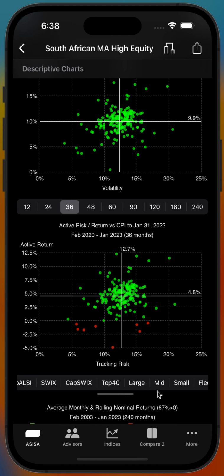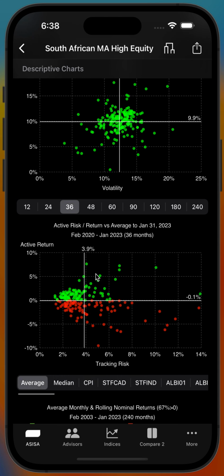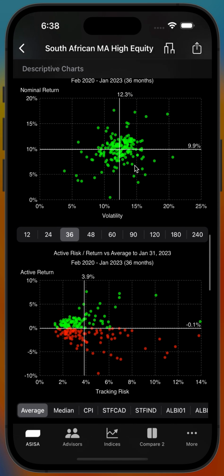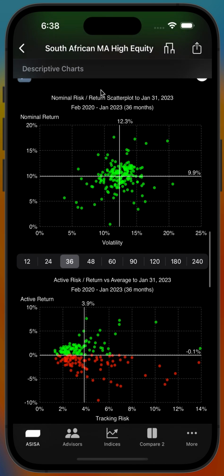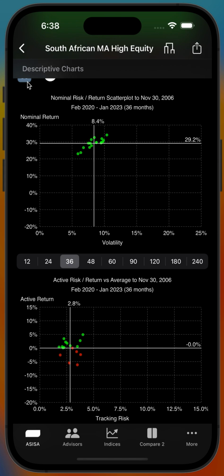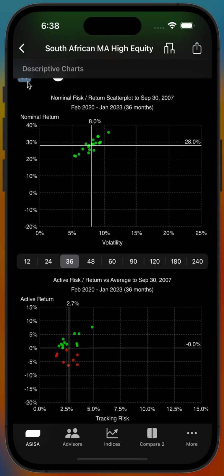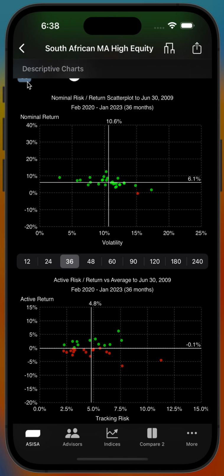So for example, equity funds you may want to compare against SWIX or cap SWIX. But for this case, let's just look at it against the average. And then if you wanted to, you could just play a little animation where you watch time from 20 years ago, how these funds have performed on a rolling 3-year basis or 36-month basis.